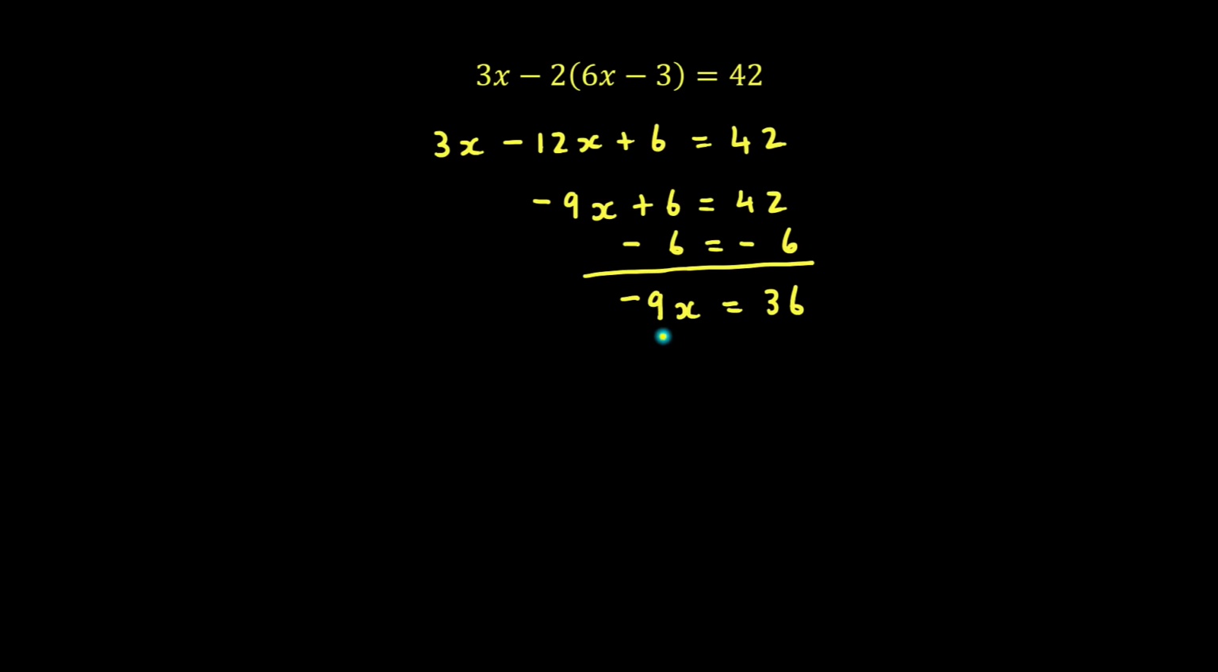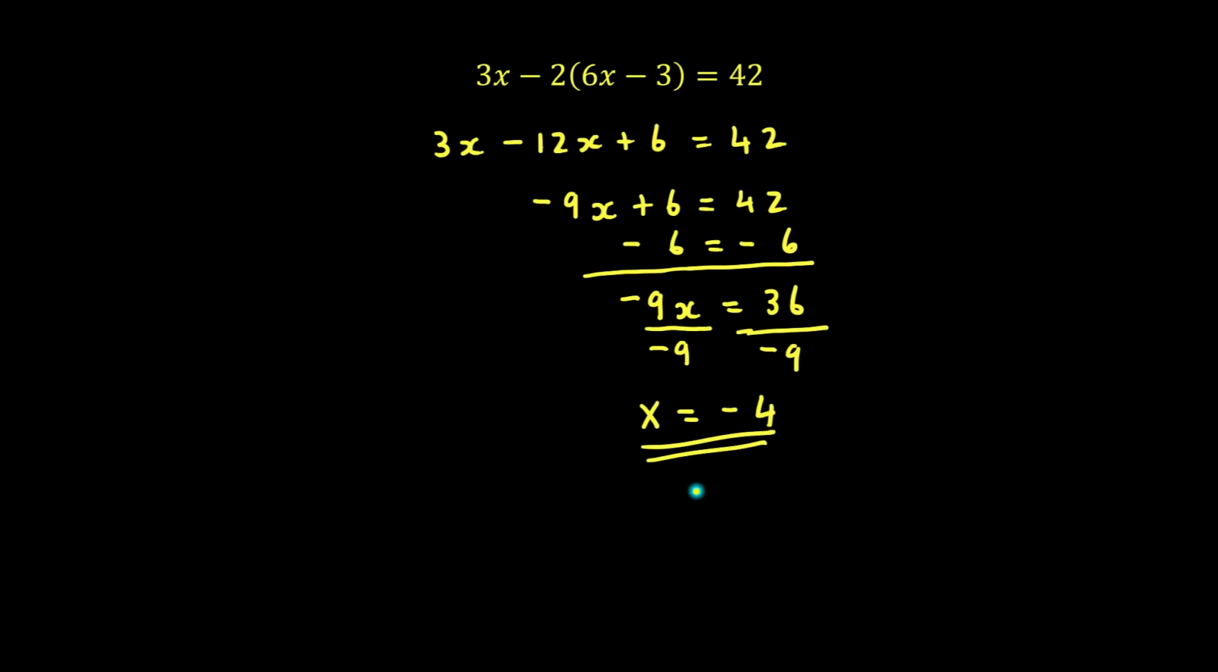So next step would be to divide both sides by the coefficient in front of the x, and that is, of course, negative 9. If I do that, that will leave me with x is equal to 36. Now positive 36 divided by negative 9 will give me a negative 4.